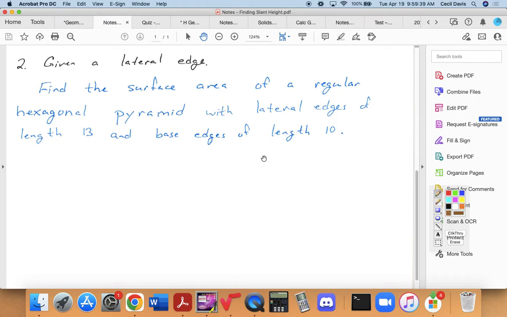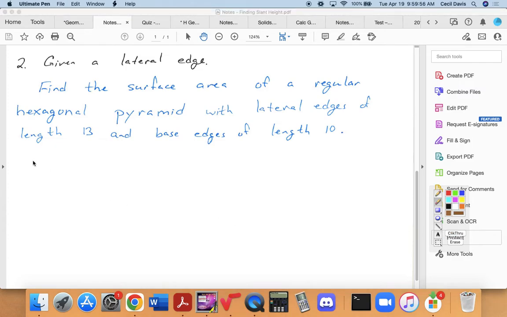So, let's take a look at this one. Again, we'll start with the base. So, what is the base of this? A hexagon. It tells you in the problem. It says it's a hexagonal pyramid. All right. It says the base edges have a length of 10. So I'll go ahead and find the perimeter. 6 sides at 10 each makes 60.